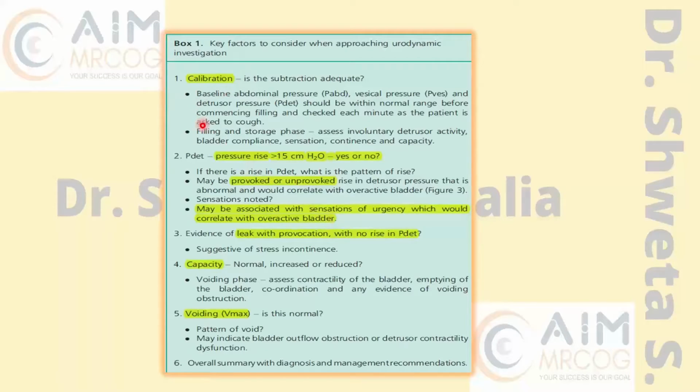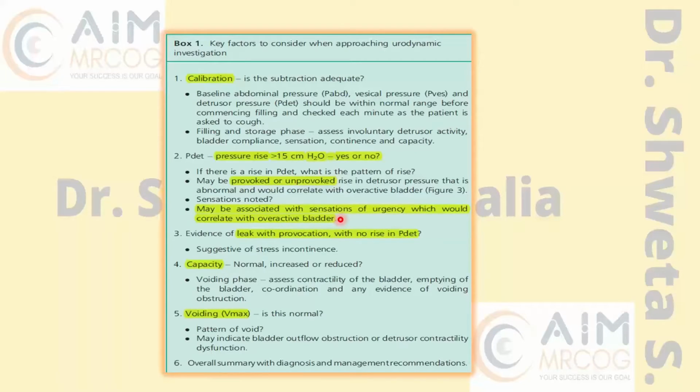See, after calibration, they are telling you to check the P det, because P det is your deciding factor. If it is there, it is always DO. If it is not there, it could be stress. So P det is your deciding factor for diagnosis. It could be provoked, unprovoked. It could be with or without urgency and incontinence.